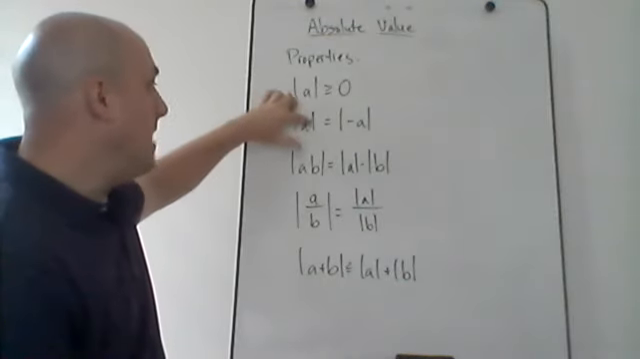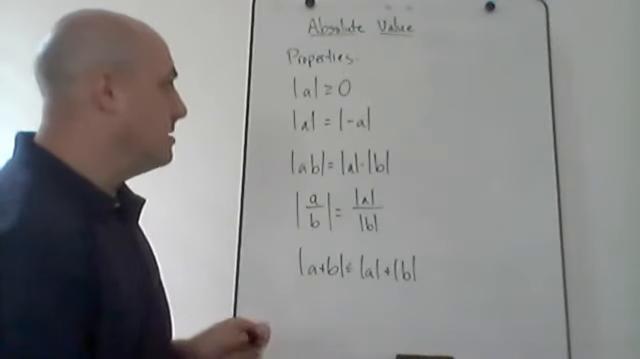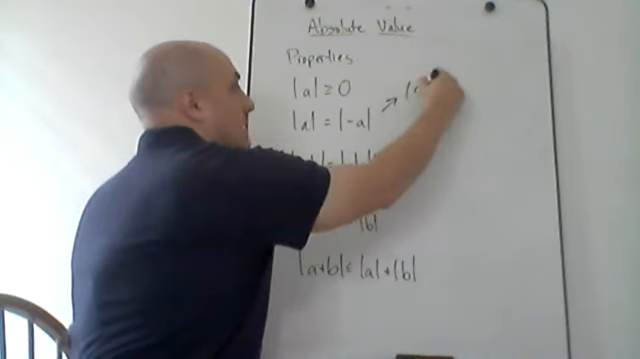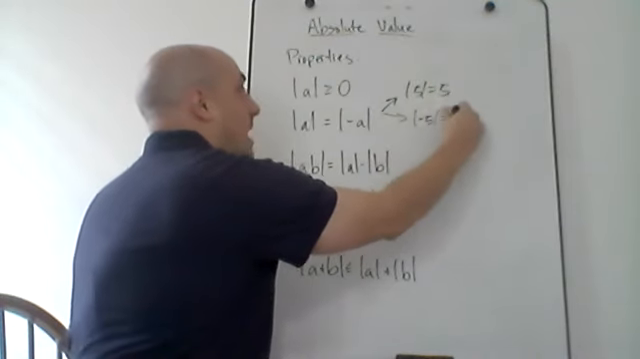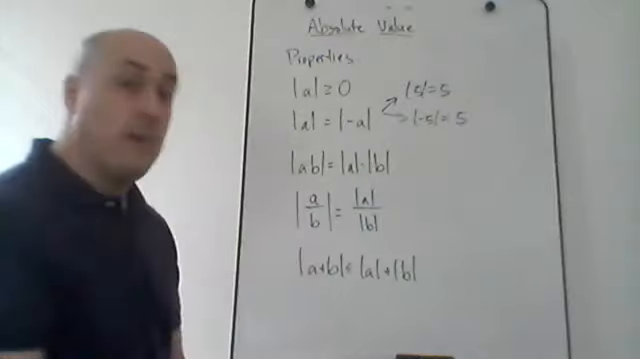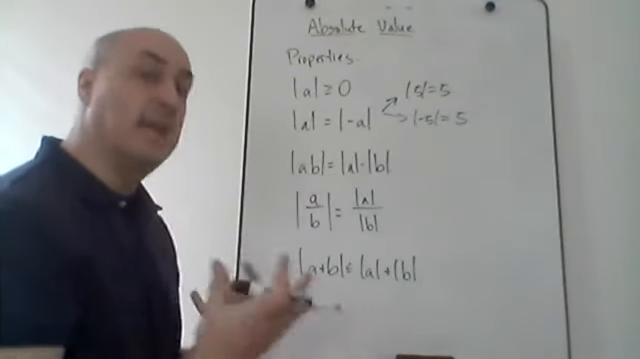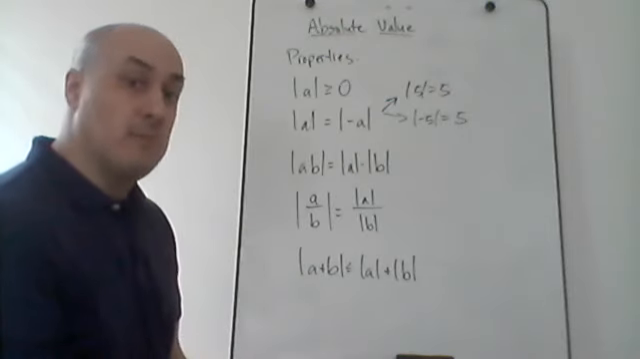The absolute value of a equals the absolute value of -a. Just to give you a quick example, let's say a was 5. The absolute value of 5 equals 5. The absolute value of -5 also equals positive 5. So if I take a number and its opposite, the positive and negative of that same number, when I take the absolute value of each one, they always give me the same result.